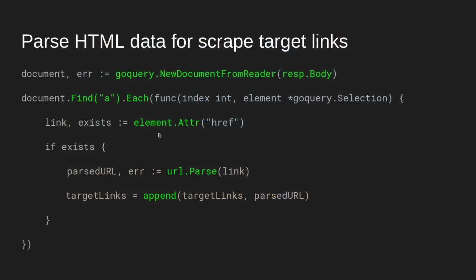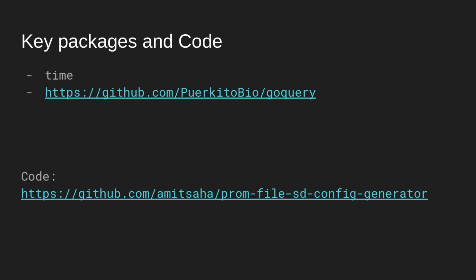And then I'm basically looking at the link from the href attribute, and if it's a valid href attribute, if it's not just a bogus A link but actually has an href attribute, I try to parse the URL, and then I append the parsed URL into an array. So by the end of this parsing, my target links slice will have all the HTTP links in that HTML page. And then I use that to generate the Prometheus file SD config.